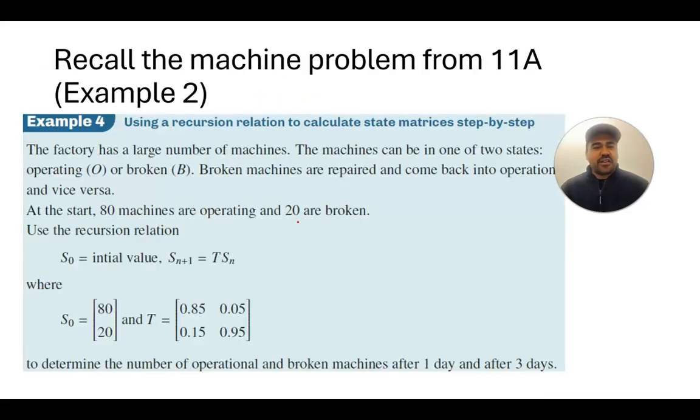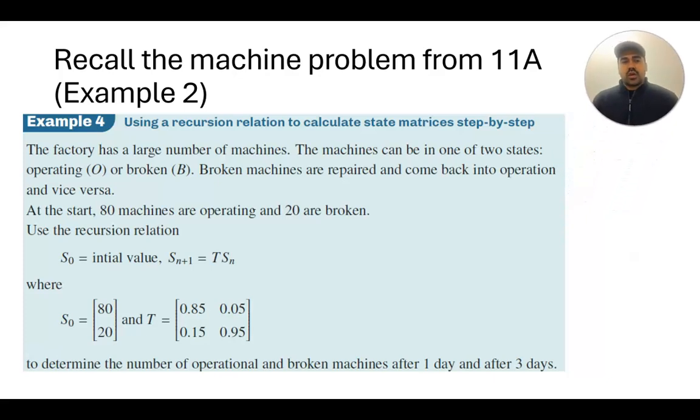Okay. All right, so we're going to be looking into this example here. The factory has a large number of machines. The machines are going to be in one of two states. It's either operating or it's broken. Broken machines are repaired and come back into operation, and the other way around. So a machine can start off fine and then it can break. At the start, 80 machines are operating and 20 machines are broken.